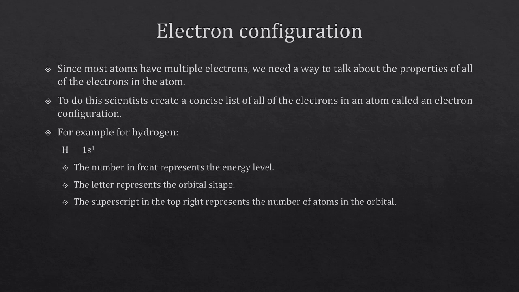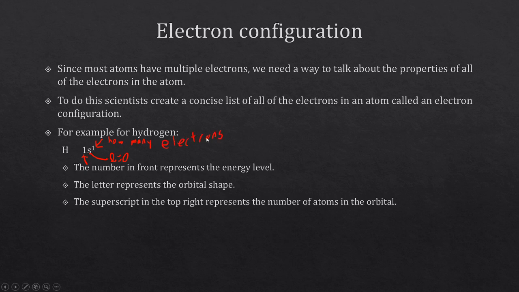For example, for hydrogen, we write it like this: 1s1. Some of this is a review from last chapter, but one part is new. The 1 right here represents the number of the energy level. It's n equals 1. The letter s here represents the orbital shape. That's L equals 0. The new part is this number in the top right. This represents how many electrons are in that orbital.